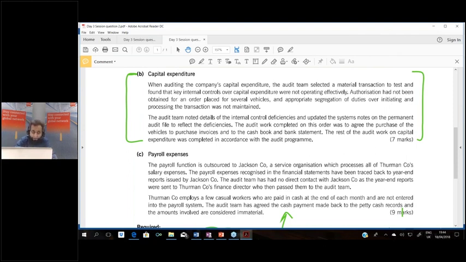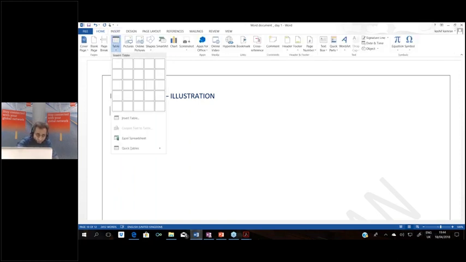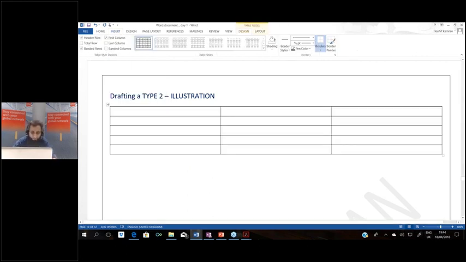Okay, let's start writing the capital expenditure. How many marks do we have for capital expenditure? 7. You can see my answer in the Word file, how I have written it in paragraph form. But just to save time and to illustrate, I want to show you one thing in column form. How many things do we have to do in this question? 3. First, comment on the sufficiency and appropriateness of evidence. Second, procedures. And third, deficiencies in the internal control system.